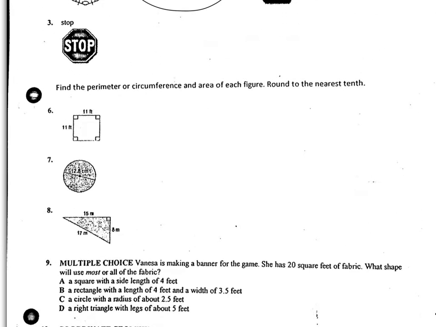Number 6 through 8, that should be review. You're finding the perimeter and/or circumference and the area. Here you'll find perimeter and area. Number 7 would be circumference and area. And again, all those formulas are on the previous page.